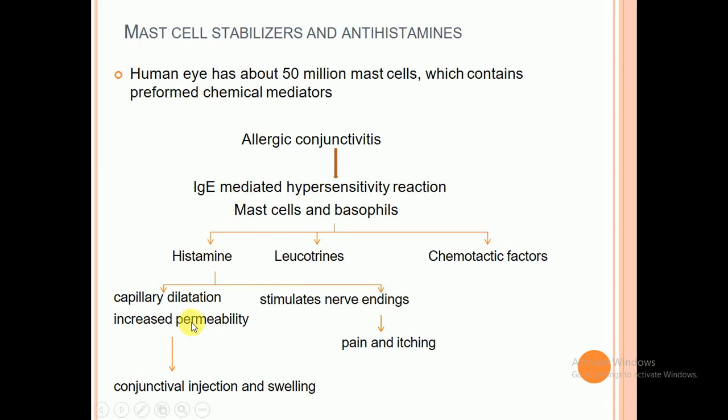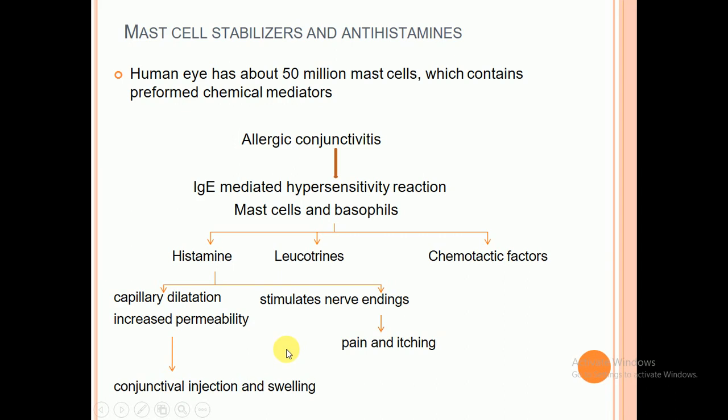Further, histamine can cause stimulation of the nerve endings, and capillary dilatation may occur as a result of increased permeability. So whenever histamine stimulates your nerve endings, there is pain and itching, and conjunctival permeability increases, and conjunctival injection and swelling may occur.